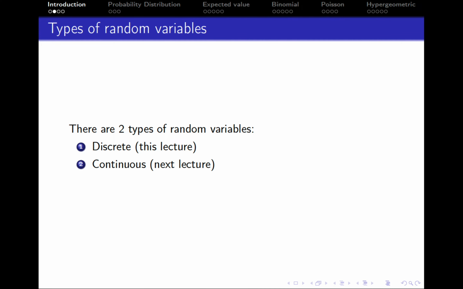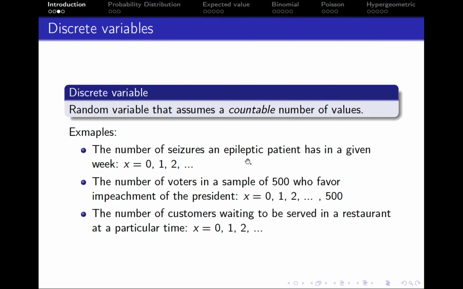What you need to know is that there are 2 types of random variables: discrete random variables, and this lecture is about those type of variables, and in the next lecture I will discuss continuous random variables. So a discrete variable is a random variable that assumes a countable number of values. And here are some examples for you.